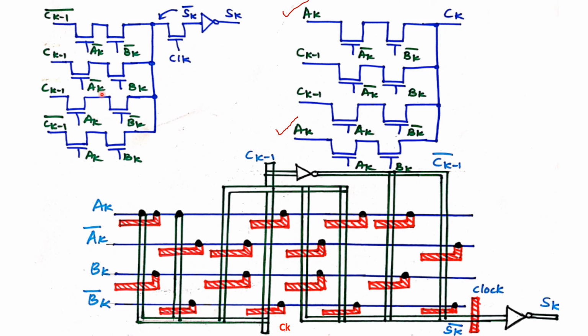Similarly, for alternating A and B values, that is 0, 1, 1, 0, carry input is passed. So carry input is passed to sum variable if the input is A bar B, that is 0, 1 plus 1, 0, that is A B bar.